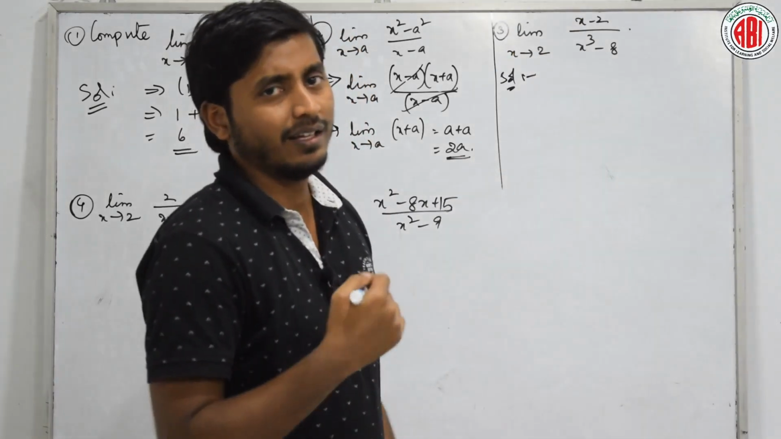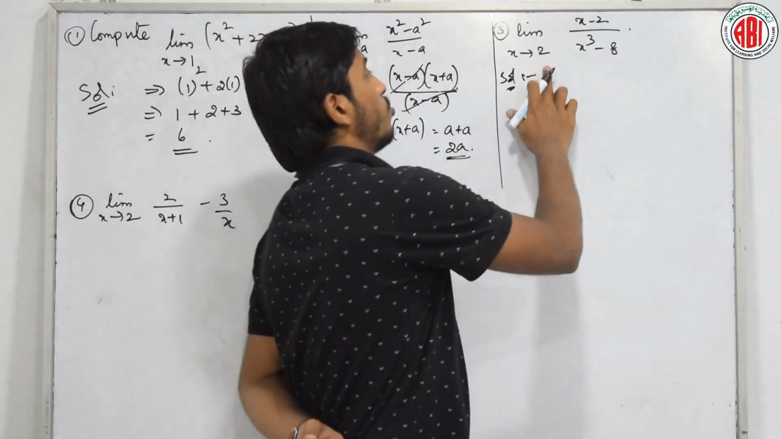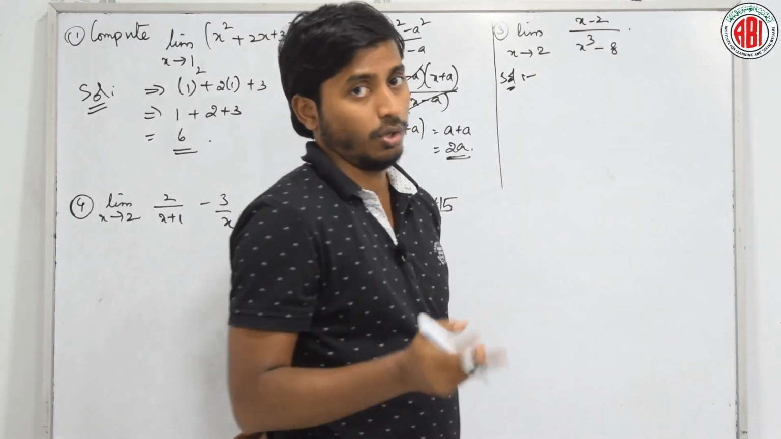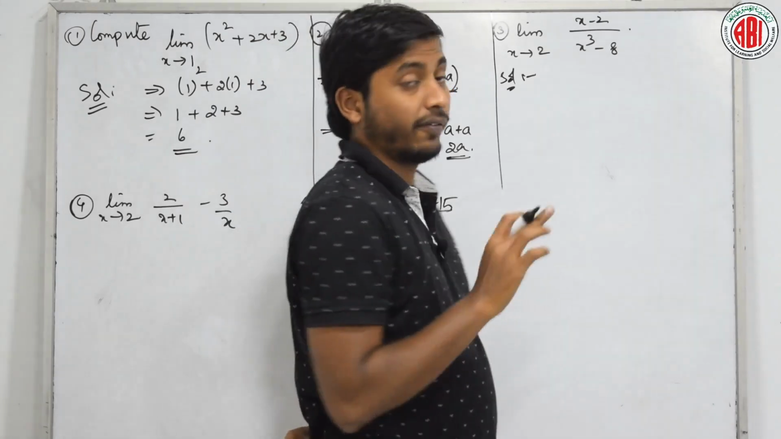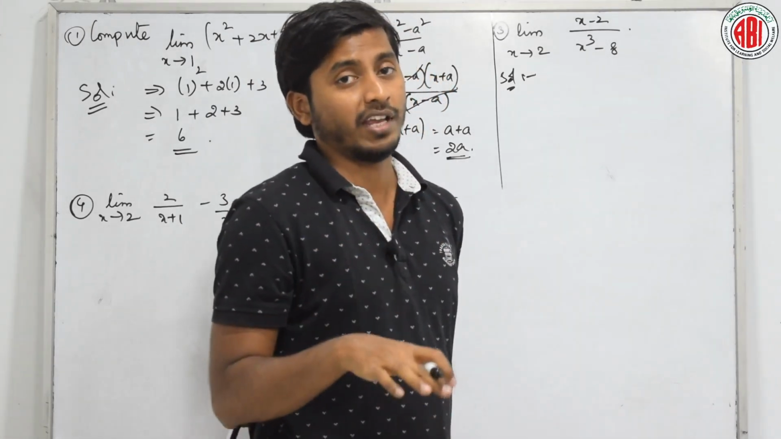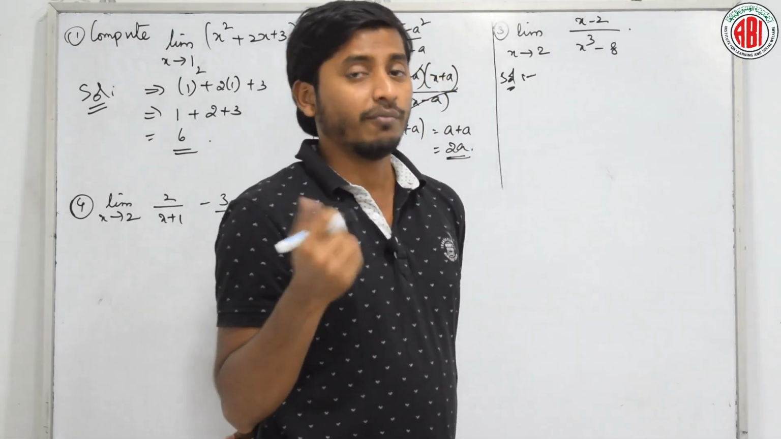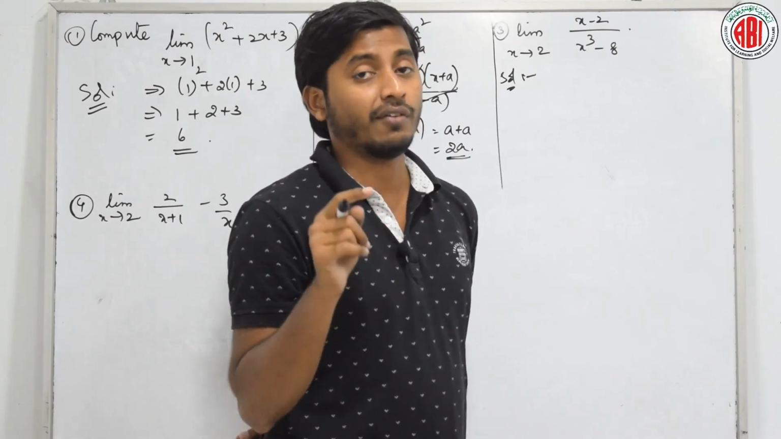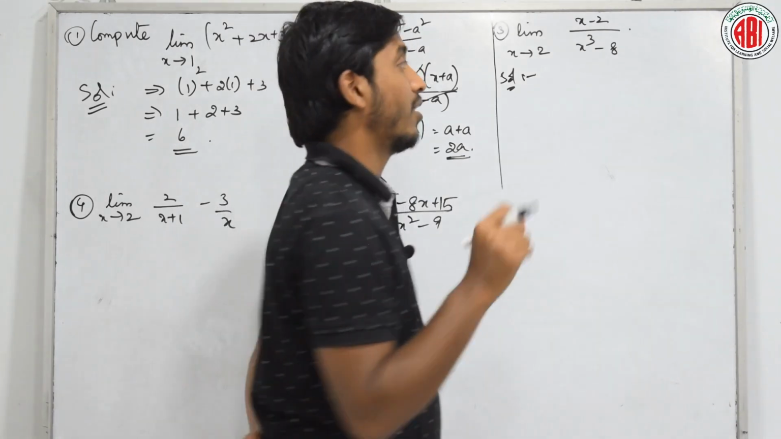Let us check it randomly. 2 minus 2 is 0, so the numerator is 0. If the denominator is not 0, then it's fine, and we can directly write the answer as 0. But before writing it directly, we have to check whether the denominator is also 0 or not.